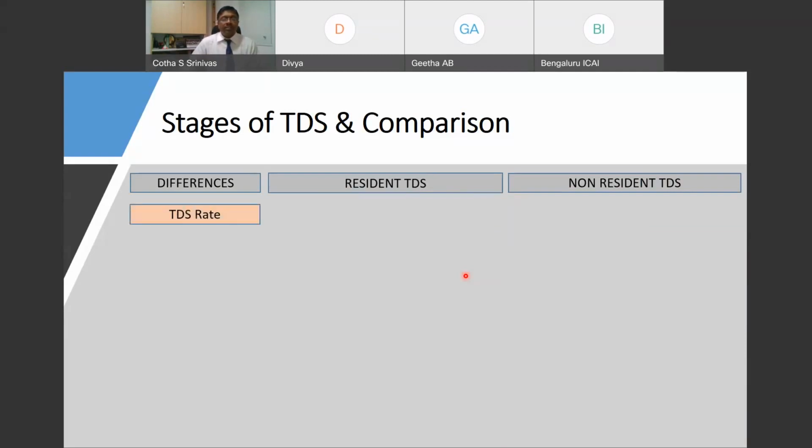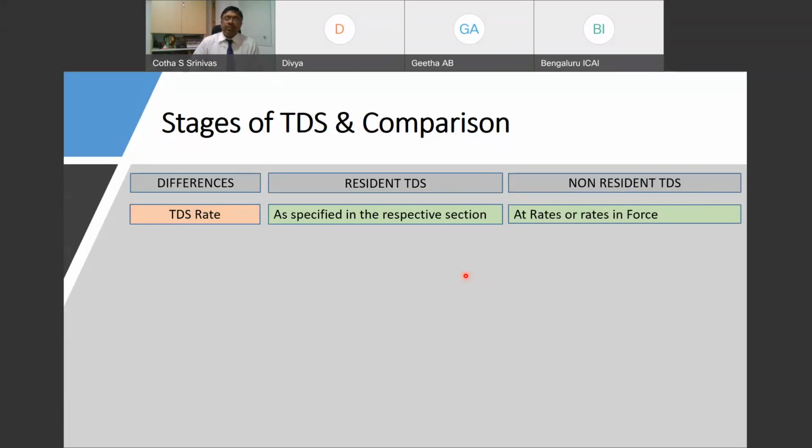So, the TDS rates. Under resident TDS, the rates are specified in the respective section. Take any resident TDS provision, say section 194C, 194A, 194J, 194K, whatever section you take, each and every section has a rate specified in that section itself. But when it comes to non-resident TDS, the rates are not specified. Section 195 will not specify the rate of TDS. It talks about the rates in force.